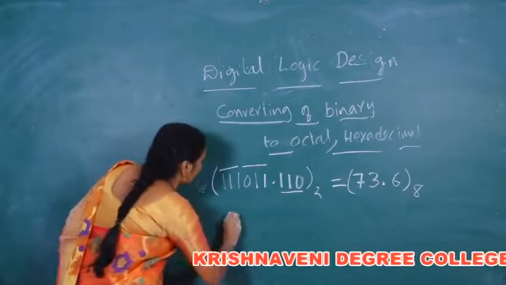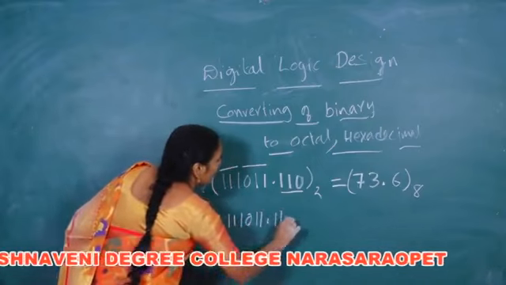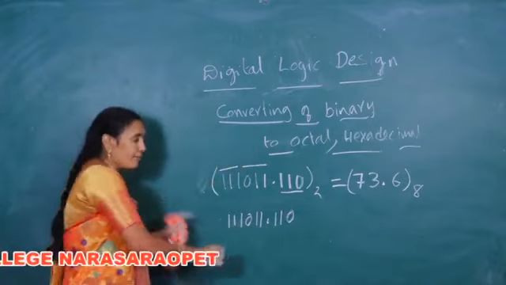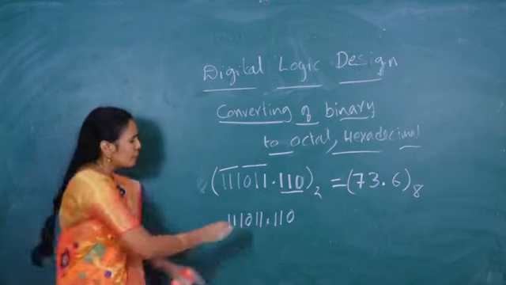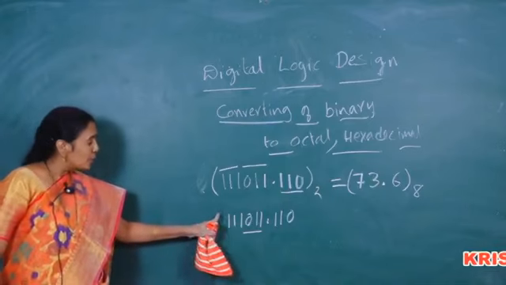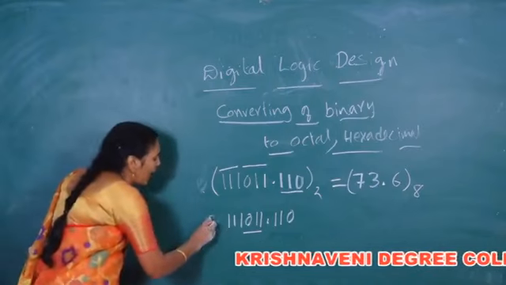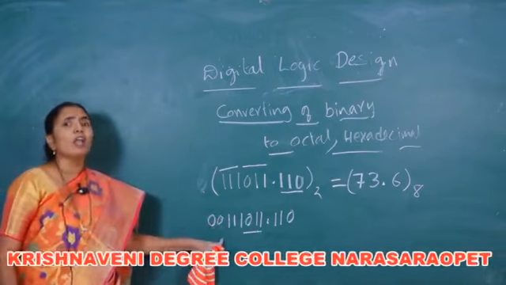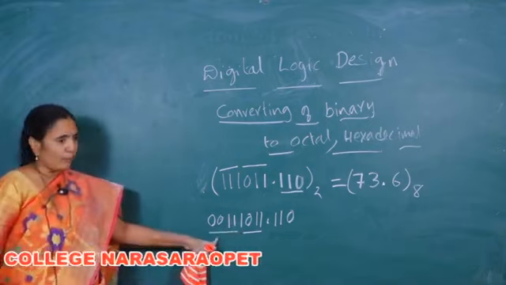So, let us take the same example, 111.011.110. Here the integer part is to be grouped from right to left. So, first 4 bits are grouped together, and there is no complete group of 4 for the rest. You can add zeros before that. Adding 0 before any digit will not change its value. So, 0011 will become a group.